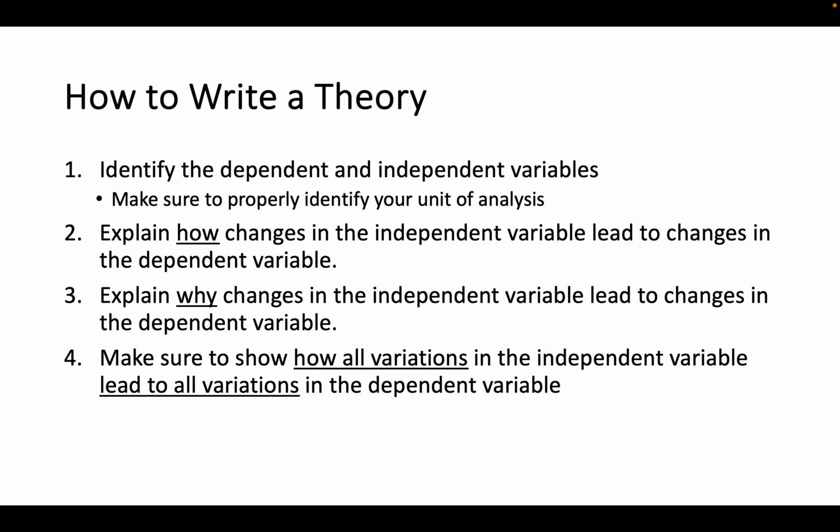Also, you want to make sure to show how all variations in the independent variable lead to all variations in the dependent variable. You can't just simply say that X sometimes is negatively related to Y and sometimes it's positively related. That's not good enough. You need to be able to explain all the variation in the dependent variable using all the variation in the independent variable.